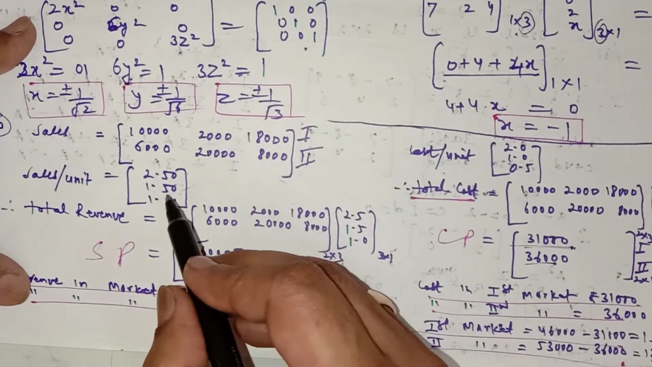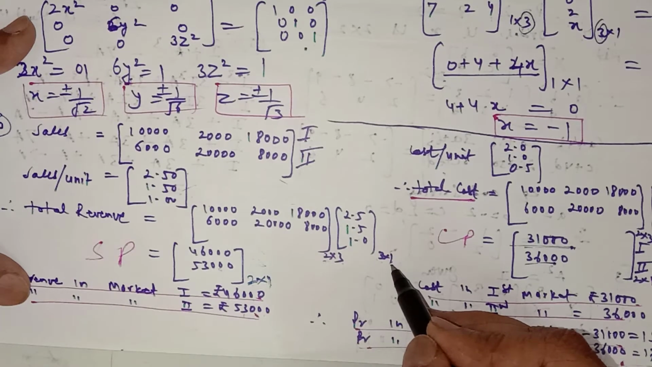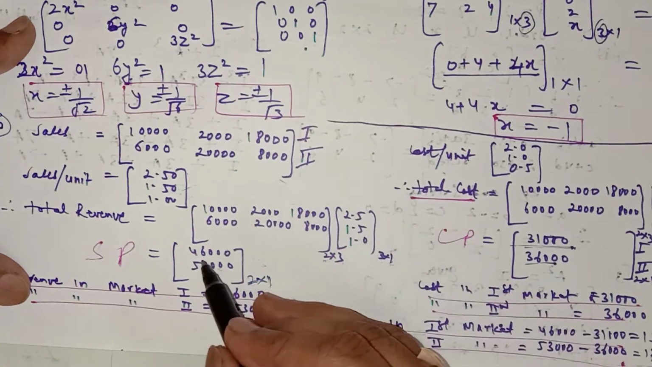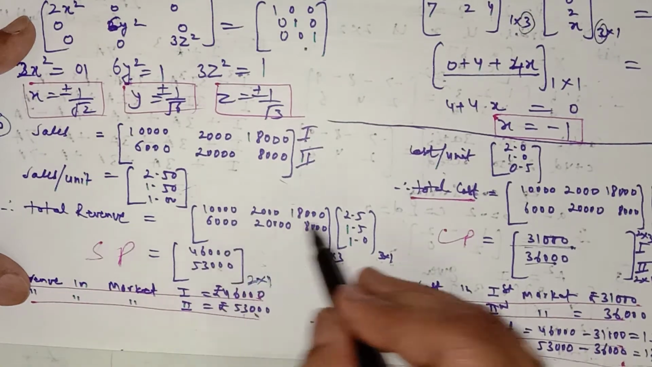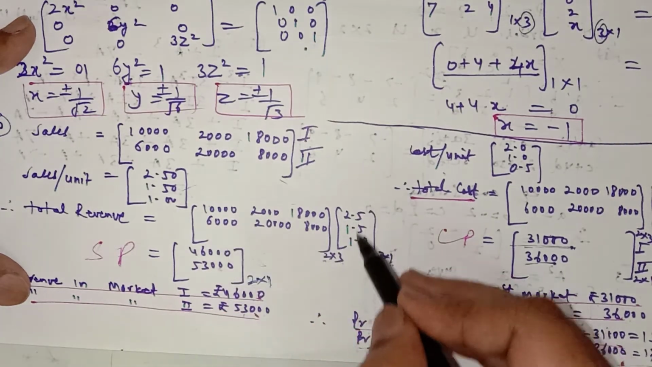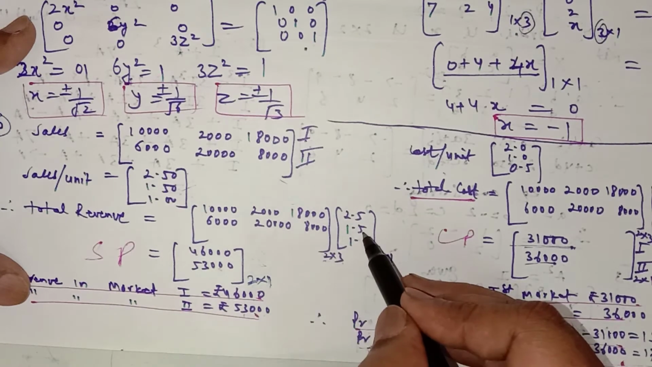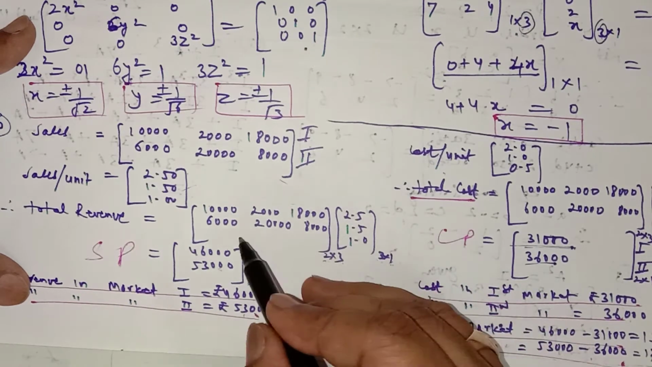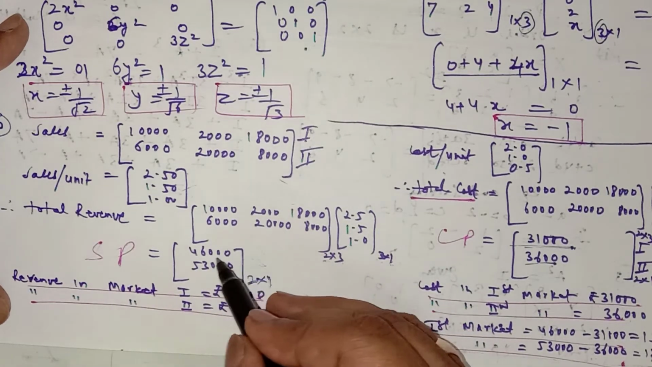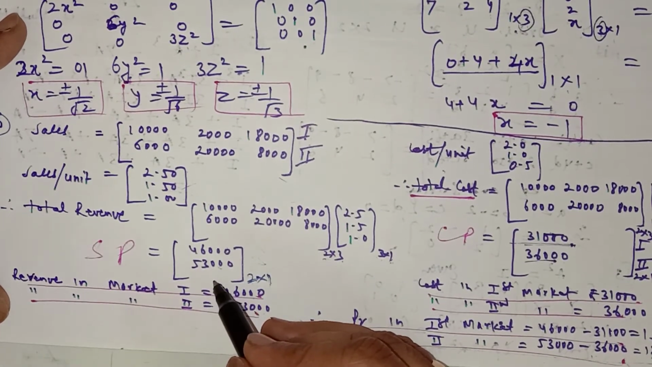So this is the first matrix, this is the second, this is a 2 by 3 order matrix, this is 3 by 1. So you can multiply, and the order of the resultant matrix will be 2 by 1. First row with first column I am getting 46,000. This into this plus this into this plus this into this, I'll get 46,000. Multiply the second row with this column, 6,000 into 2.5, 20,000 into 1.5, and 8,000 into 1, you'll get 53,000. So the selling price of the articles in the first market is 46,000, and the total revenue in the second market is 53,000.